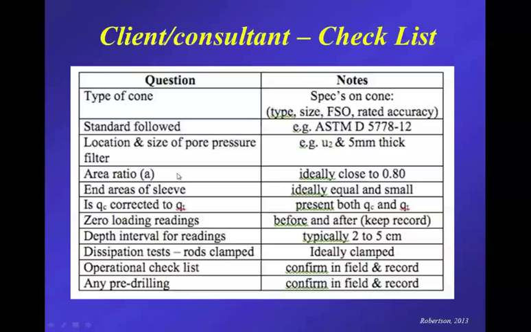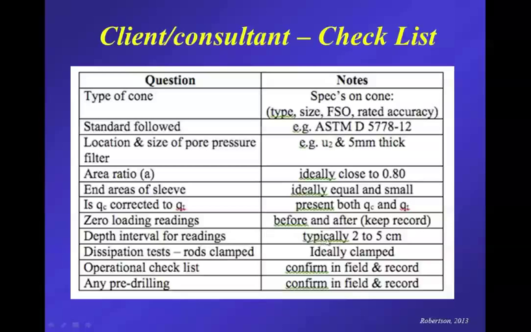Ideally, they determine it by calibration and not just the physical dimensions of the load cells. Whether or not the sleeves have equal end area, and maybe what the actual dimension of the end areas are, so you can get a sense of what the potential error might be. And also whether or not they're correcting the data from QC to QT. Ideally, they should present both. They should show you the measured QC and then their corrected value. And of course, they should present the zero load readings before and after, and they should keep a record of them. And so you should be able to ask for that record at any time.